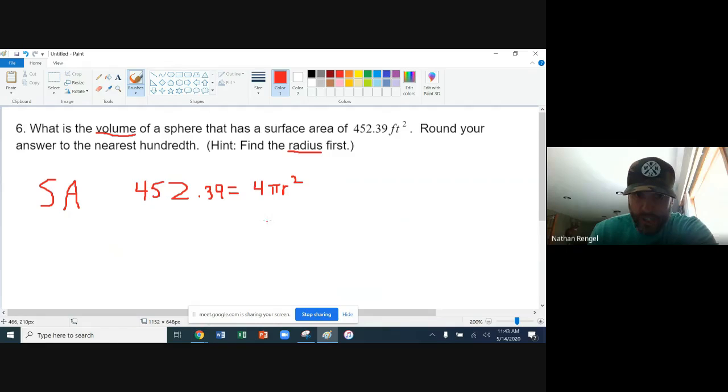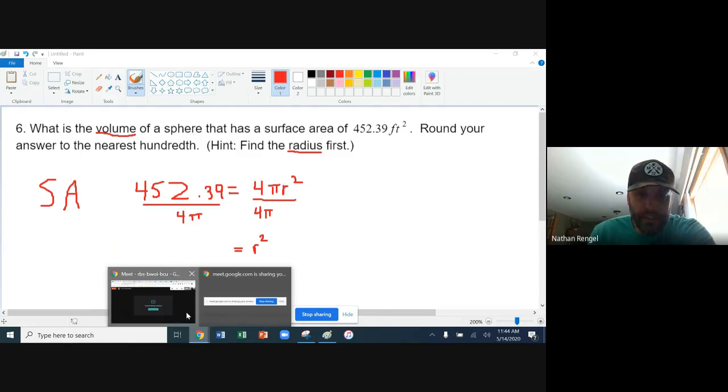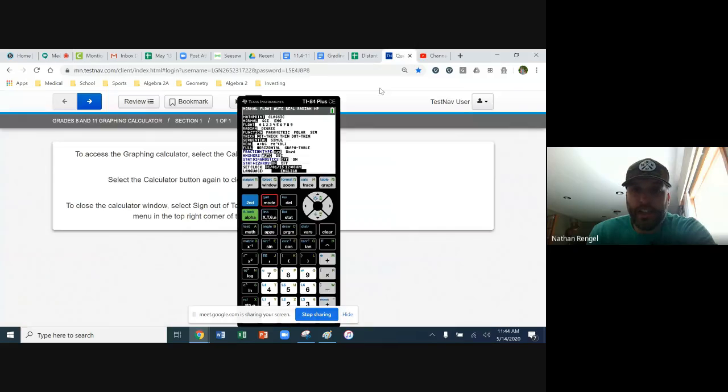So now to continue, we're going to use some algebra to get r squared alone first, and then we'll talk about how to undo r squared. So we'll divide by 4 pi, divide by 4 pi, and r squared then, when we take 452.39 divided by 4 pi, we'll head to the calculator to take a look at that.